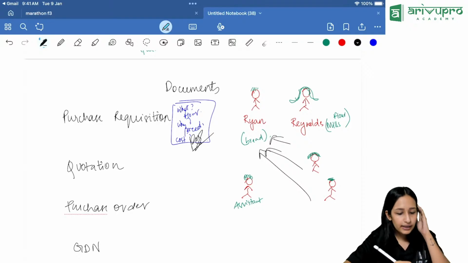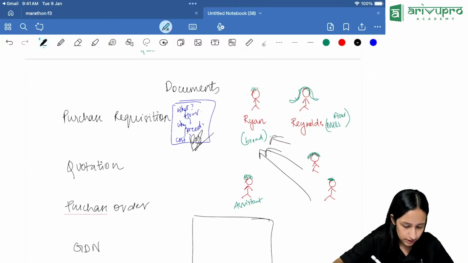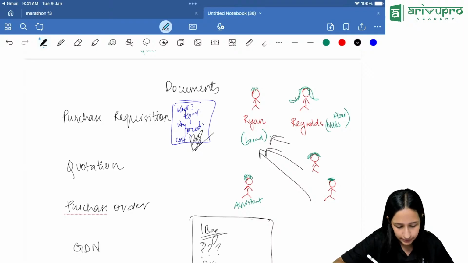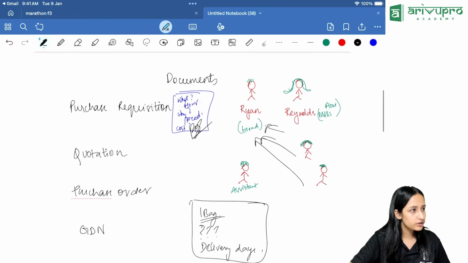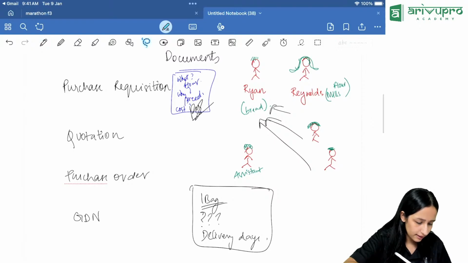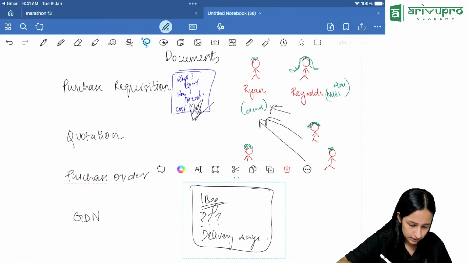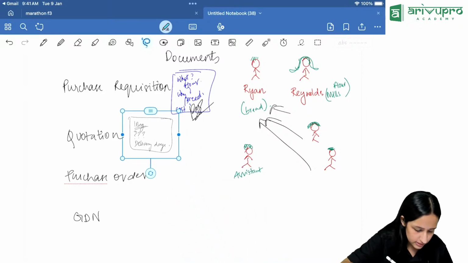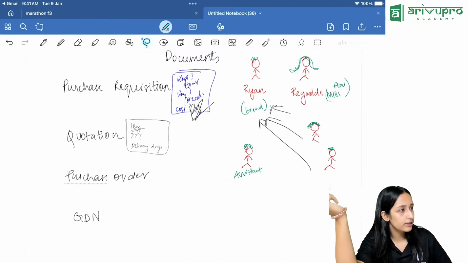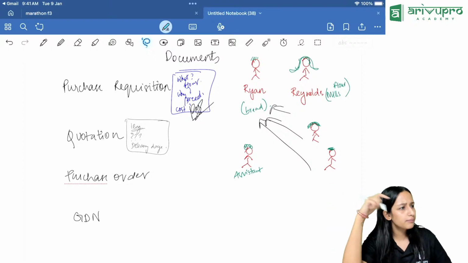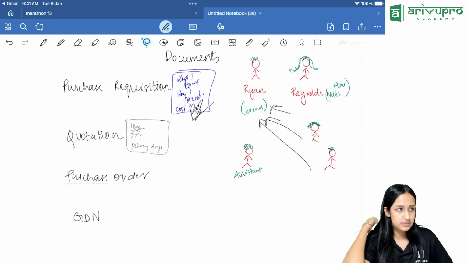Okay, and they'll be like, okay, fine, see, this is how it is. What is a quotation now? In this sheet they will tell the cost of 1 bag of flour, the estimated delivery days, all such information. They'll put it in the quotation and submit it to the company, to Ryan's company basically. Okay, so now that Ryan knows how long it's going to take and how much it's going to cost, he can make sure that he takes the best deal out of these three.